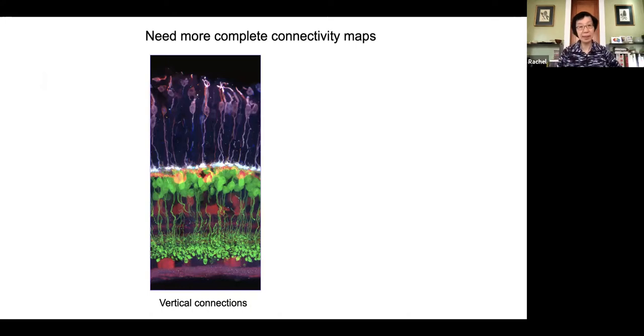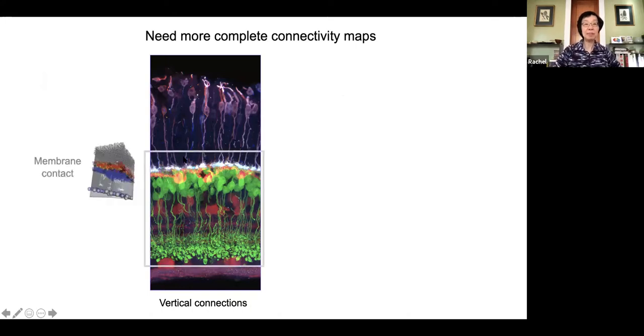So what else do we need? There are already volumes that encompass potential possibilities of contacts from photoreceptors all the way to the ganglion cells.